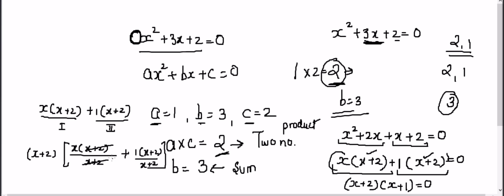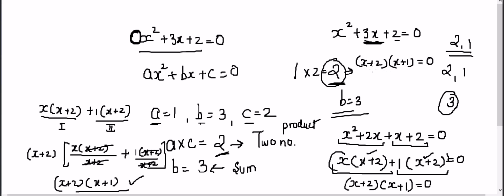So x plus 2 cancel out, x plus 2 cancel out. So I'll be having x plus 1 inside this. So that's our final factors. So x squared plus 3x plus 2 can be written as x plus 2 times x plus 1 equals 0.